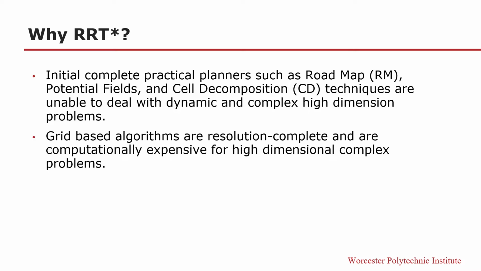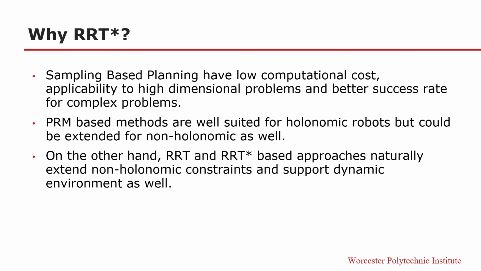RRT star stands out among other planning algorithms because initial planning techniques were unable to deal with dynamic and complex problems. Computational complexity of these initial planners limits their application to low-dimensional problems. Grid-based algorithms such as Dijkstra, Wavefront, A-star, and D-star were unsuitable for high-dimensional problems due to their expensive computational requirements. Sampling-based algorithms have low computational cost, applicable to high-dimensional problems with better success rate.